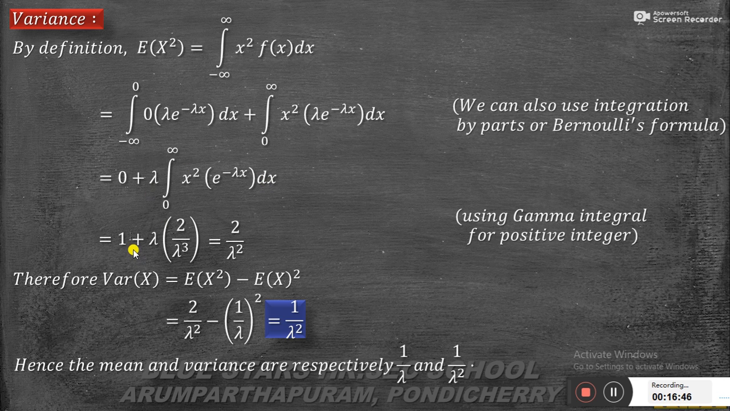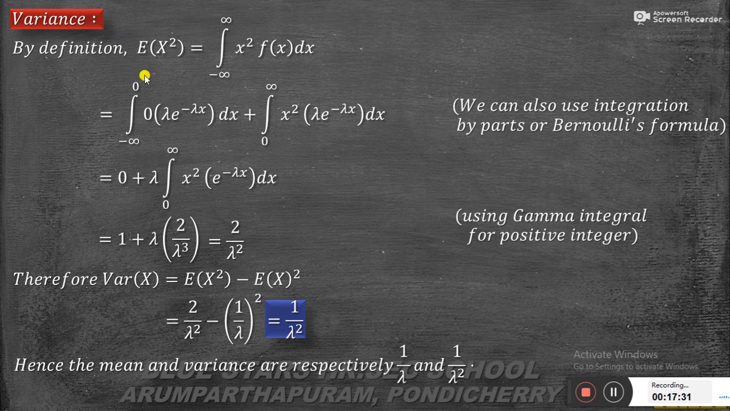In the next step, we apply the gamma integral formula. The gamma integral formula is integral 0 to infinity x power n e power minus ax dx equal to n factorial by a power n plus 1. Comparing, x power n means n equal to 2, and e power minus ax means a equal to lambda. So the formula gives lambda times n factorial, that is 2 factorial by lambda power 2 plus 1, which means 2 by lambda cube.